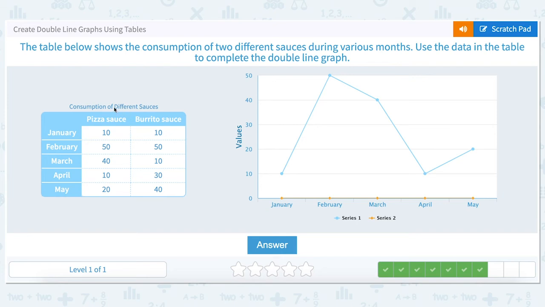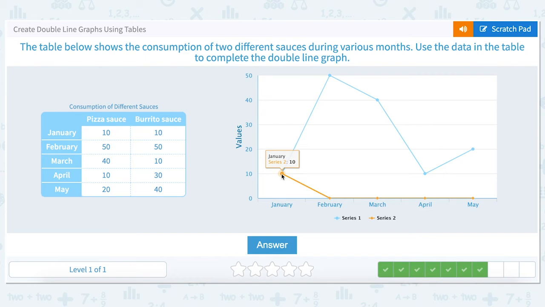Again, our first set of data, the pizza sauce, has already been graphed for us. We need to graph burrito sauce consumption so that we can see the 2 together on the graph. Let's look at January. In January, 10 units of burrito sauce were consumed. We go to January on the x-axis and we travel up until we reach 10 and we plot a point.